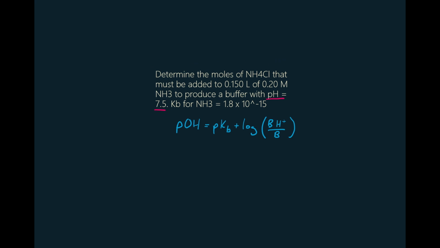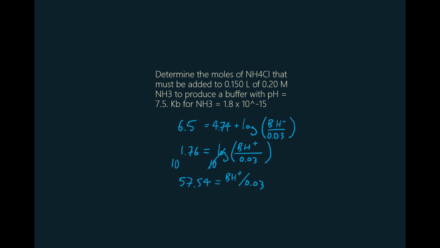So we'll first convert pH to pOH. To get that, it's just 14 minus the pH, which gets us 6.5. Now we'll convert Kb to pKb. To do that, we'll take the negative log of the Kb, which gets us 4.74. Now, to find the moles of our base, we'll multiply the molarity with the liters, like so, and solve for the conjugate acid, the BH. First, we'll move the 4.74 over, then we'll do base 10 on both sides to cancel out the log, multiply both sides by 0.03, and get our answer.